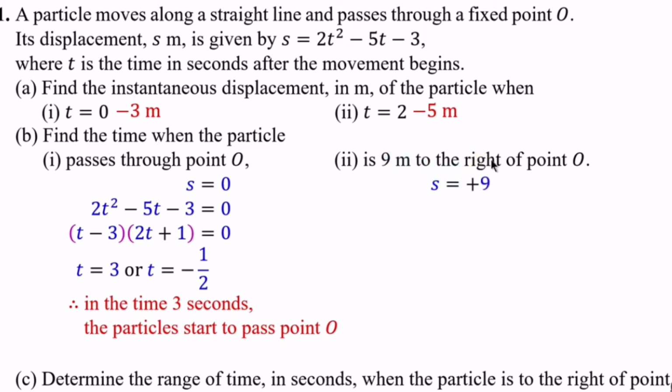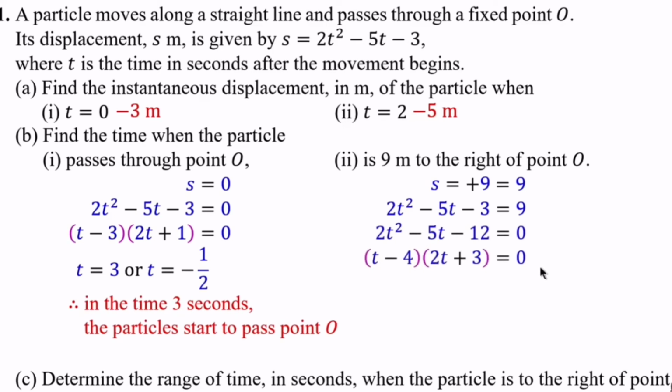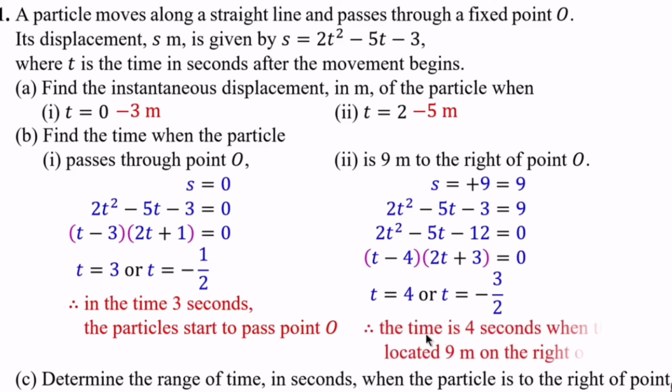So then we will substitute displacement equal to 9 into the s. After we substitute, we need to factorize, right? Before we factorize, we must make sure it's in general form. We have 2t squared minus 5t minus 12 equal to 0, and then we will factorize and let the factor equal to 0, and we will find the answer which is positive. So the answer is t equal to 4, right, which is positive value.